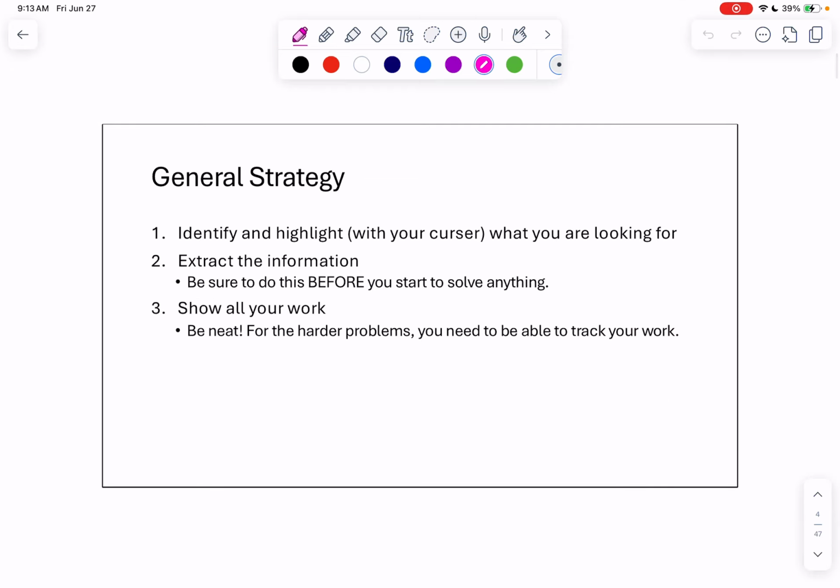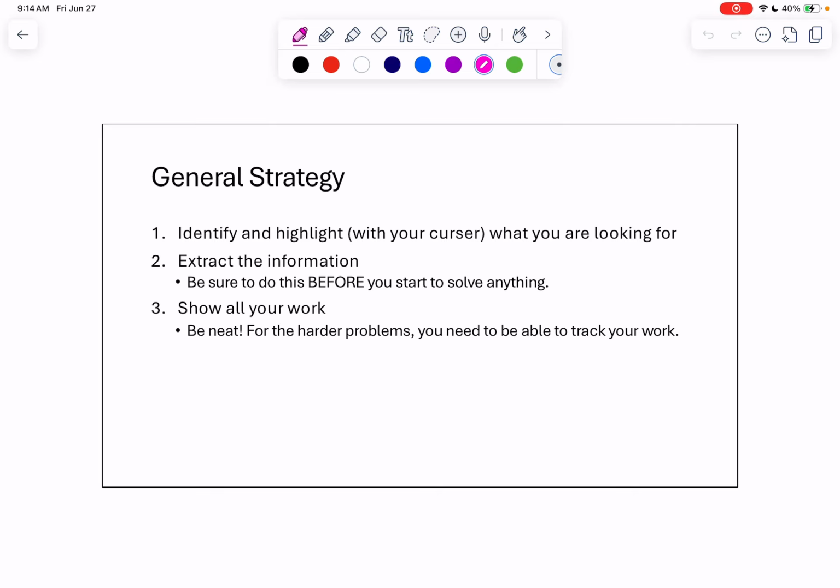So let's talk a little bit about general strategy for the SAT. You want to build it around the way that the SAT questions are built, right? You don't want to be responding to a test that's not the one that you're taking. So the first thing you're going to do is identify and highlight with your cursor what you're looking for. There's no option in the math section to actually do any real highlighting that's going to stay. But if you use your cursor, like you're going to copy something and highlight it, it will be blue and easier to see and remind you that you've looked at it. So very, very important that you check in with that first.